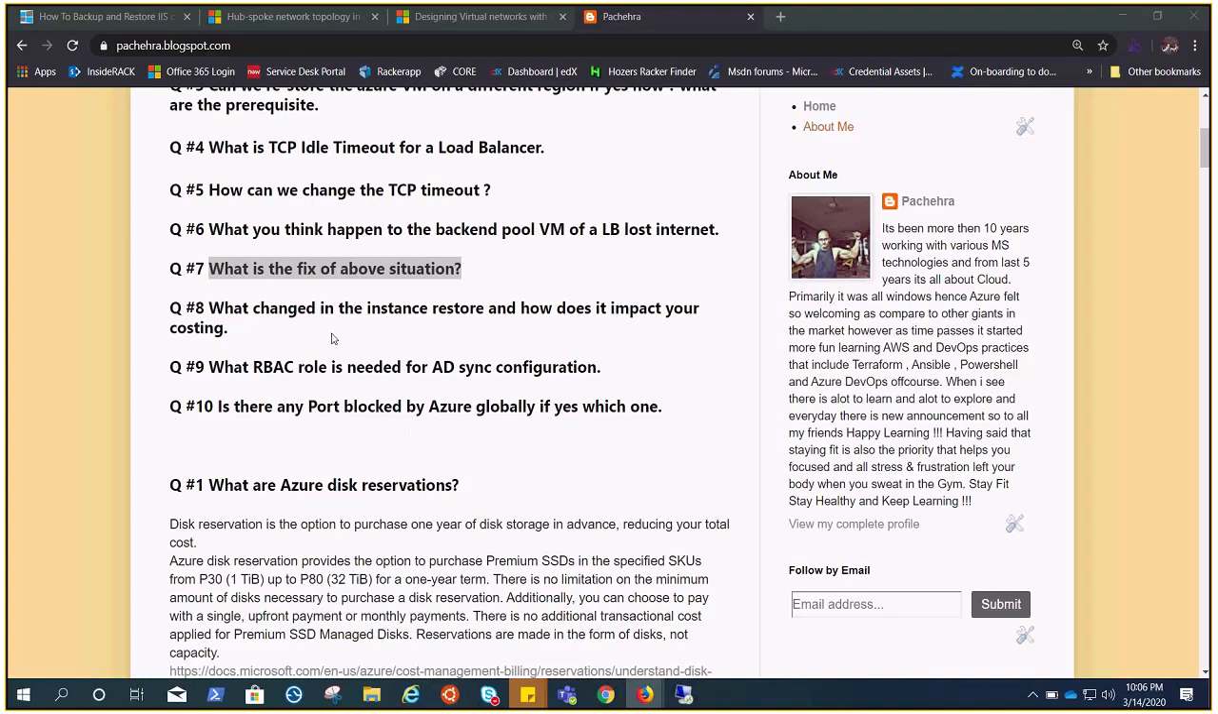Now, next one, what changed in the instance restore and how does it impact your costing? That is again a question of architect level because the architecture has changed for the Azure backup restore. Earlier, well, let me explain this way. The restore or the recovery point involves, the backup involves two phases. The first phase is creation of the snapshot. Second one is moving the data to the recovery vault. And once the data moves to the recovery vault, only then the recovery point is created. That was the old way.